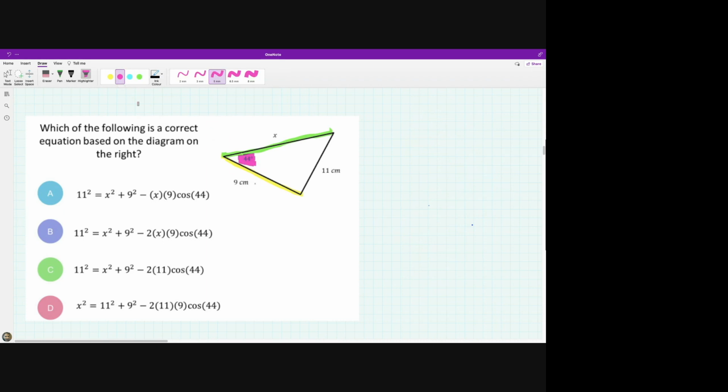If these are the ones I'm using, it's the 11 that's going to be by itself. So it's going to be 11 squared equals x squared plus 9 squared minus 2 times 9 times x times the cos of 44. What might have caught some of you is you probably wanted to use the 9 and 11, but there's no angle between them, so that won't work as a representation of the cos rule. Which option do you think is correct now, based on what's on the screen?